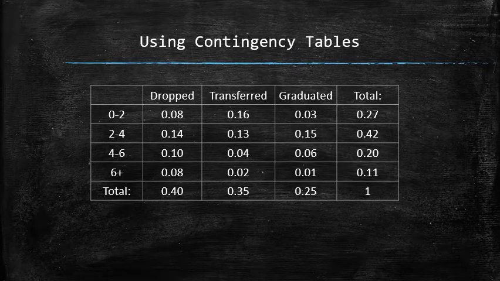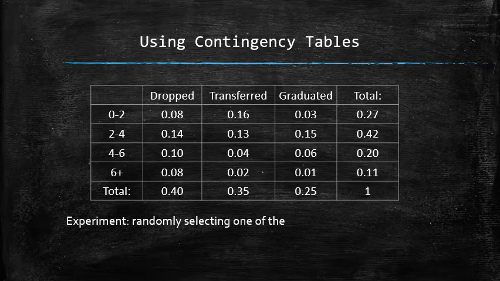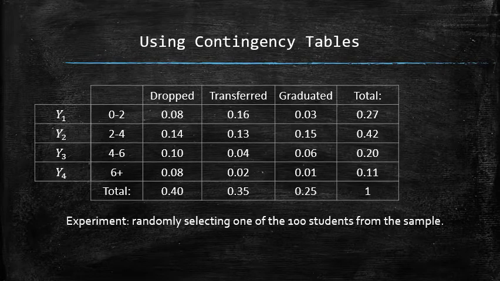First, let's define the experiment. In this case, the experiment consists of randomly selecting one of the 100 students from the sample. For bivariate data, we are not going to define the simple outcomes, but we will highlight a number of special events. There are 4 special events, one for each row of the table. We'll label them Y1, Y2, Y3, and Y4.